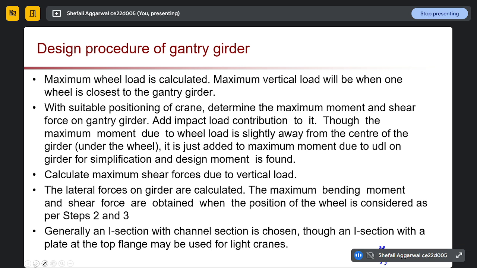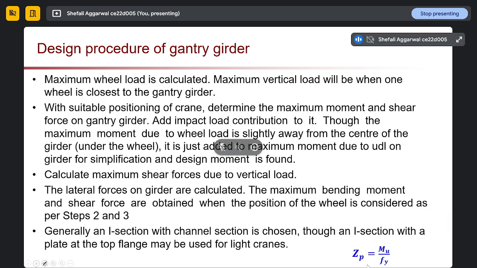After calculating the lateral forces, we get the Z value. Sorry, section modulus. We will calculate the section modulus Zp. So this is the formula of Zp: M upon Fy. Maximum moment we have already calculated. Fy will be given to us. So after calculating the section modulus, we will select an I section. Normally an I section we select for gantry girders. We will select an I section based on our Zp value.